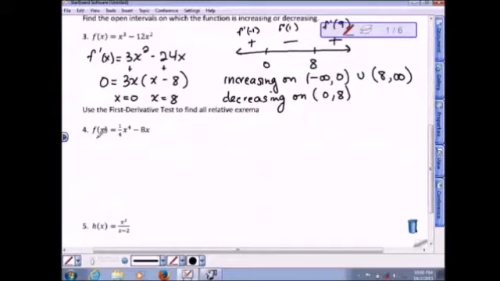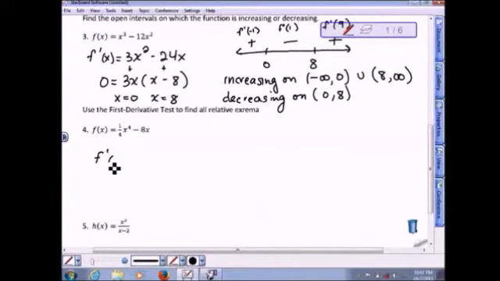Questions 4 and 5 actually come from 3.2. I've mislabeled the review. These two are from 3.2, the first derivative test to find relative extrema. This is where the graph has a relative minimum or a maximum. Okay, we find the first derivative, set it equal to 0 to find critical values, and then decide using the first derivative test whether or not they're relative minimums or relative maximums.